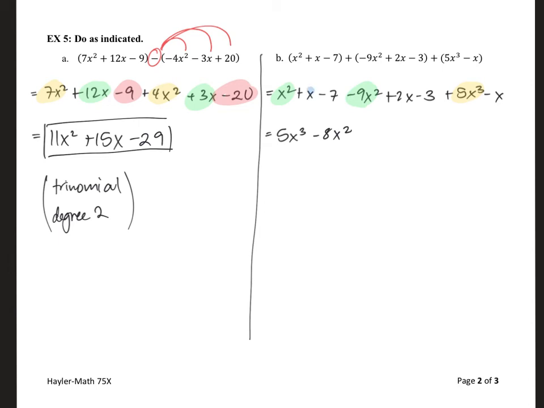Now let's go for the x terms. I have 1x, 2x, 3x. So adding those up, let's see, those ones would cancel each other out, so we're just left with the 2x. And lastly, we have the regular numbers. So negative 7 and negative 3 is going to be negative 10. And there we have it. We are done.